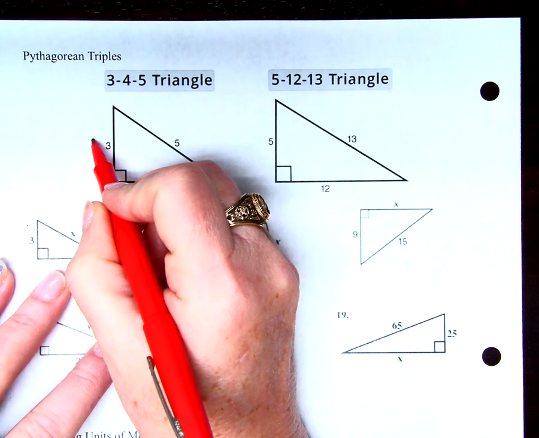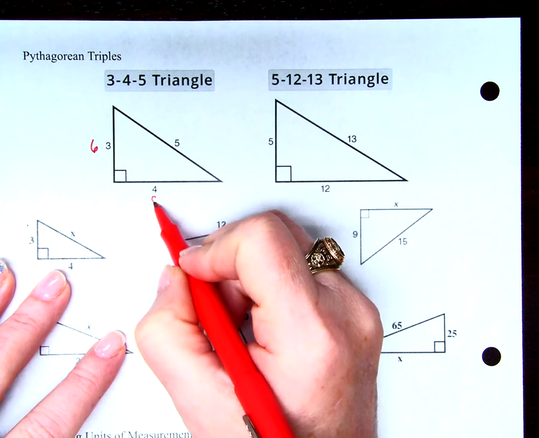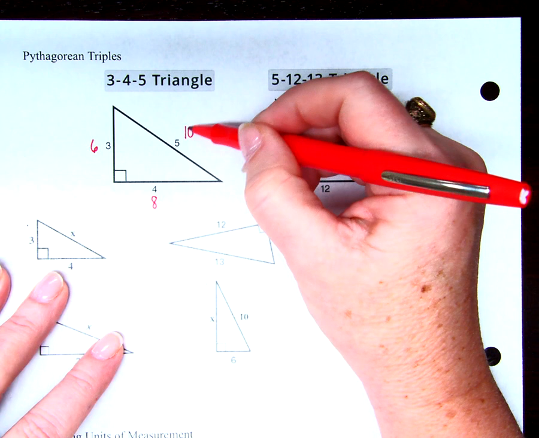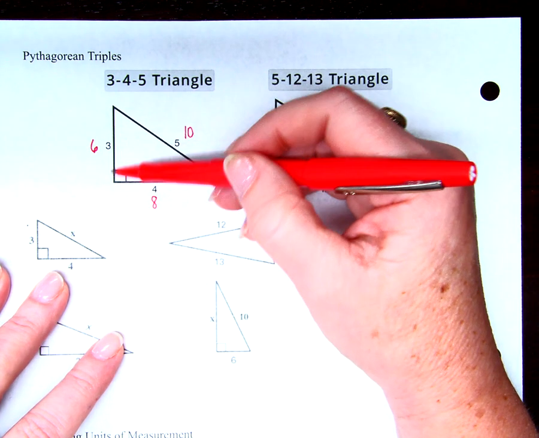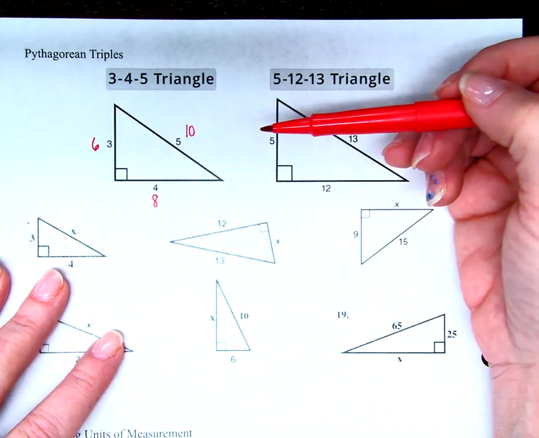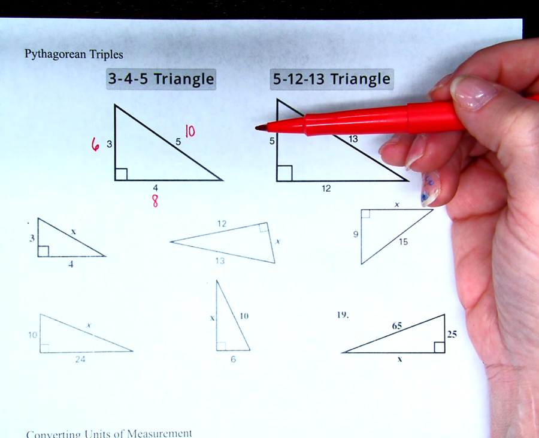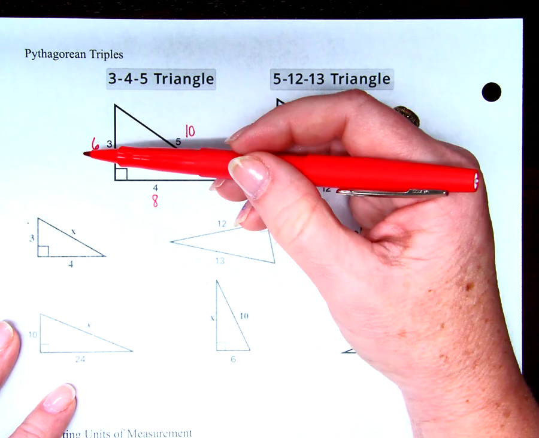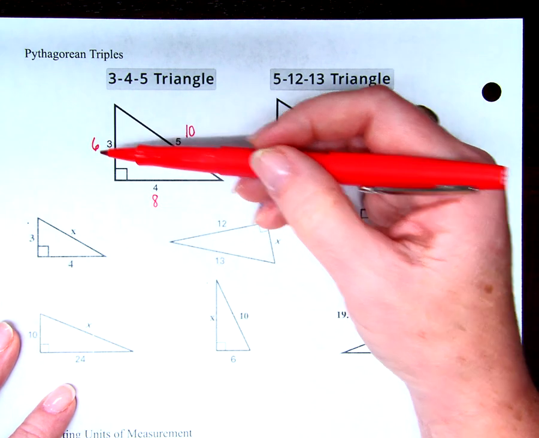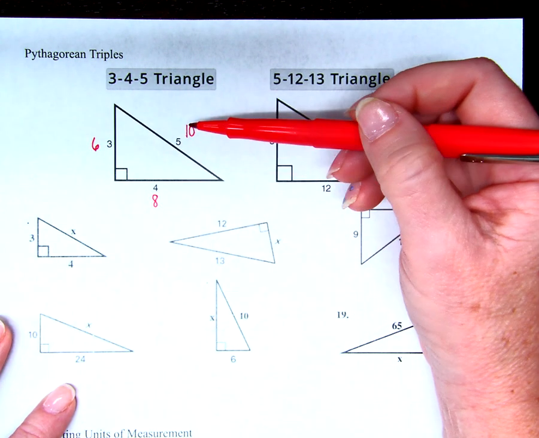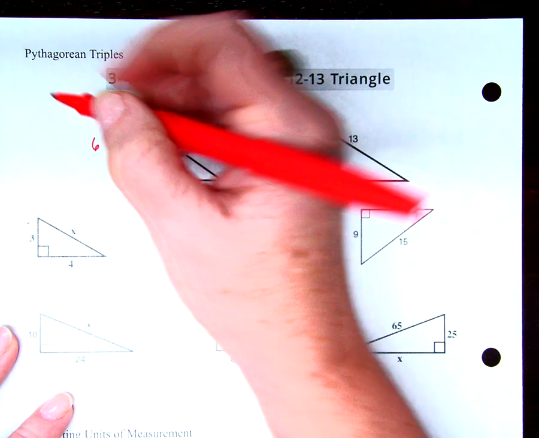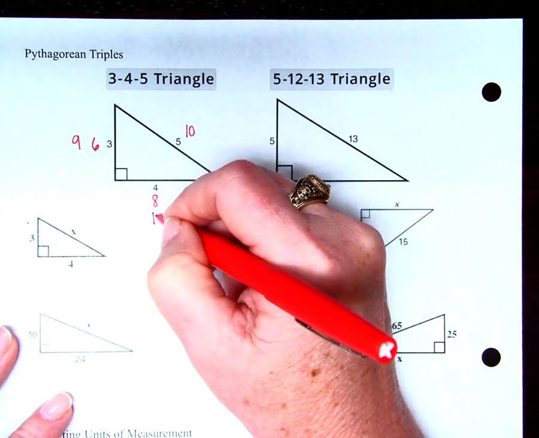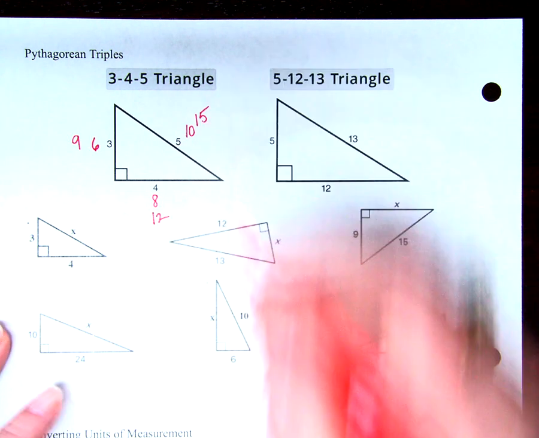If this leg is 6 and this leg is 8, what do you think this leg would be? 10, without even having to do the Pythagorean theorem, because all of the multiples of 3, 4, and 5 are also Pythagorean triples. Does that make sense? 6 squared is 36, 8 squared is 64, 36 and 64 is 100, and the square root of 100 is 10. You see what I'm saying? What if this was 9? This would be 12 and this would be 15. So do you see what I'm saying?